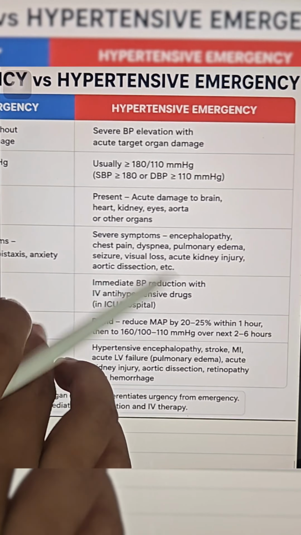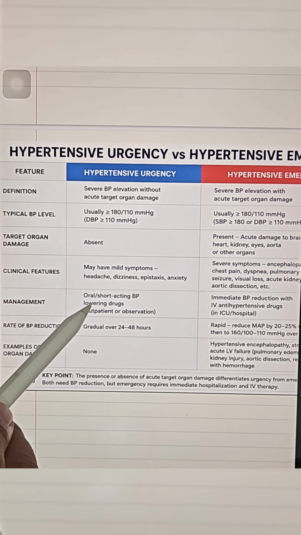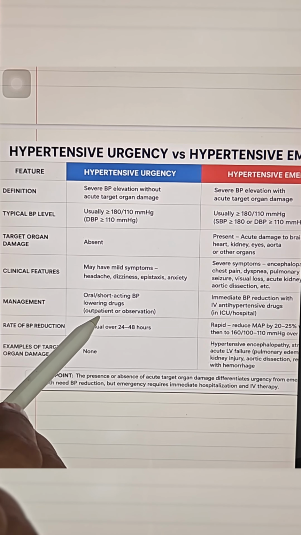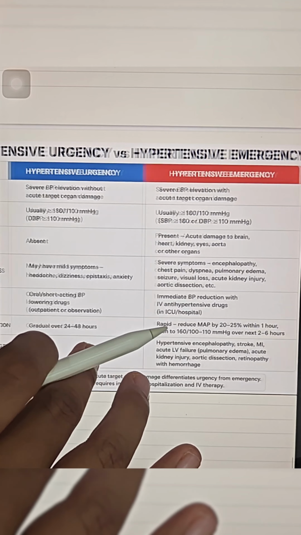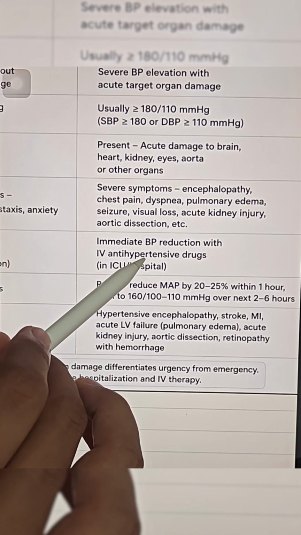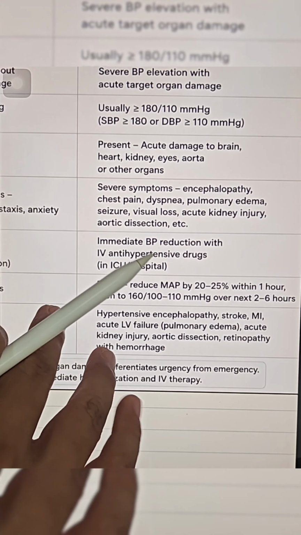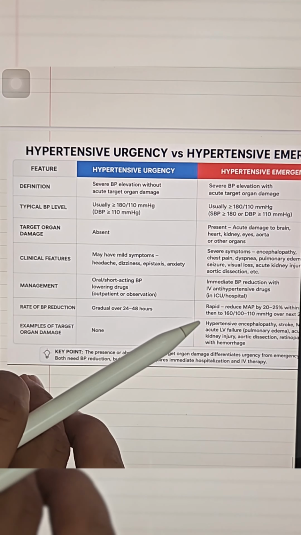Other causes you can treat here. Management: for urgency, you can give oral short-acting BP lowering drugs on an OPD basis or observation basis. But for emergency, immediate BP reduction with IV antihypertensive drugs in ICU or hospital. That is, you have to admit this patient for the BP to be lowered.